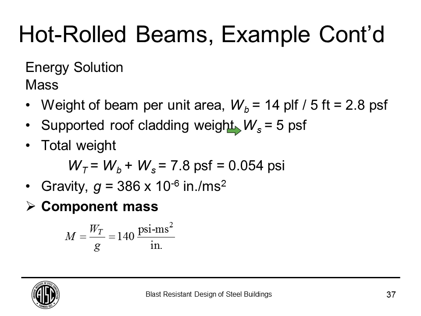So notice that when we're calculating the mass, we just take the actual weight. We don't add any sort of 1.2 or load factors. We just take the actual weight that is going to be displacing with the component. So the total weight is 7.8 psf. We know our gravity, so force equals mass times acceleration. We solve for mass, and we get a mass of 140 psi millisecond squared by inch. Again, these units are just so that we can compare to an example in SBES later, but you are able to use different units. You can work it in linear or in units of pressure.